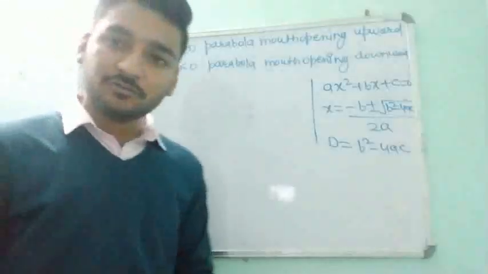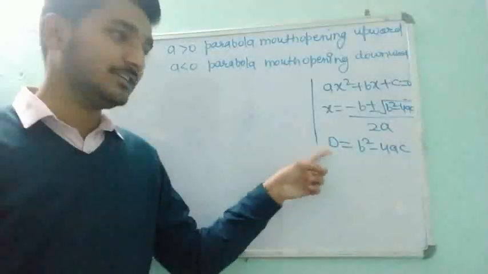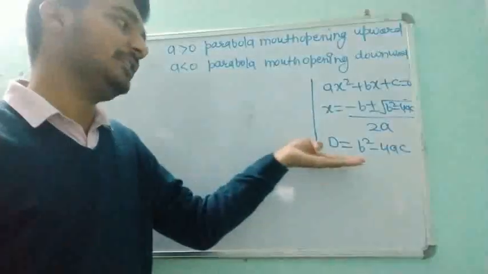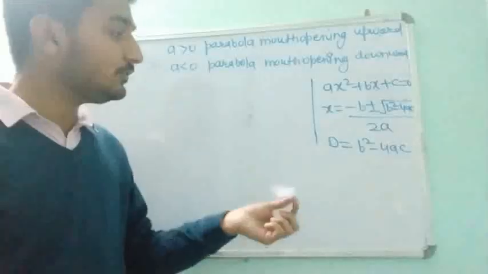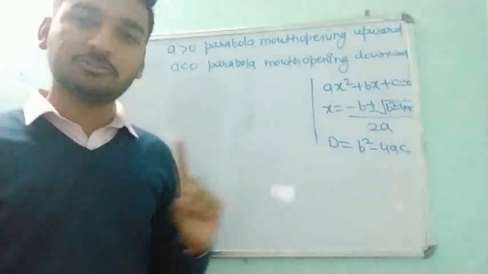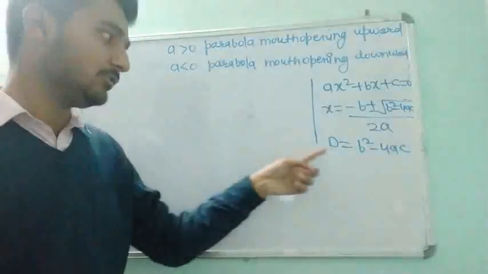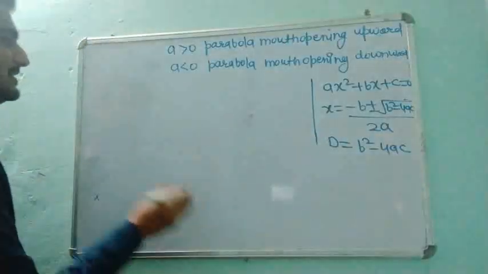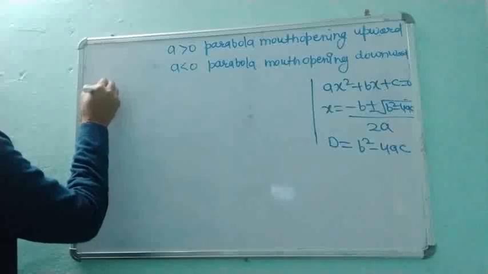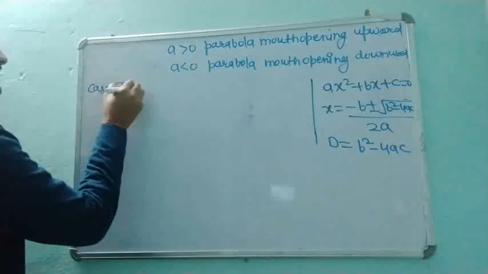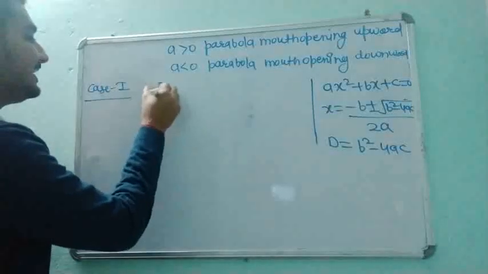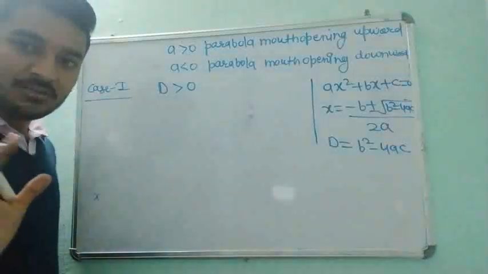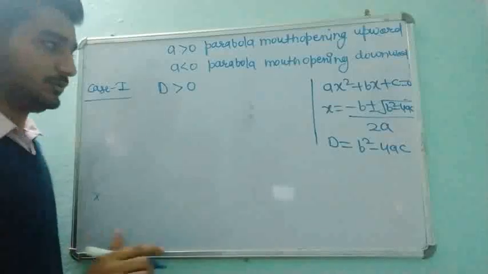By nature of roots, this is very clear. If D is greater than 0, then we have two real and distinct roots. If D equals 0, then we have one root. And if D is less than 0, the discriminant is less than 0, then we do not have any real root, or we can say imaginary roots. So in the standard quadratic equation, we consider the first case, D greater than 0, which means we have two real roots.